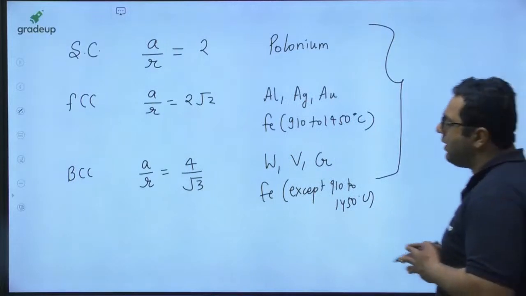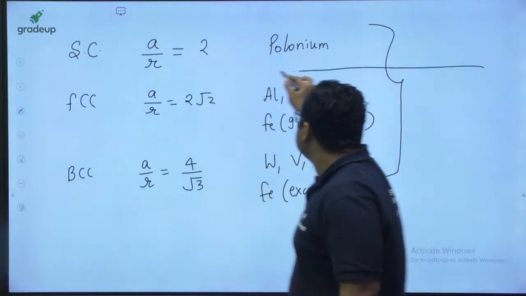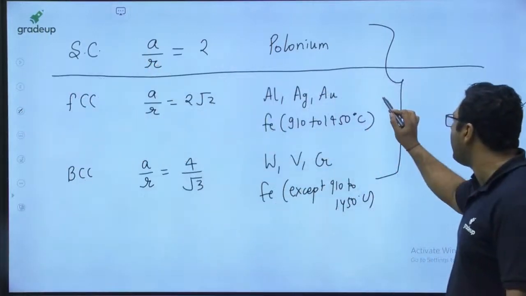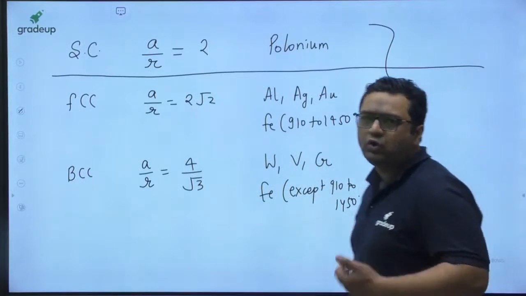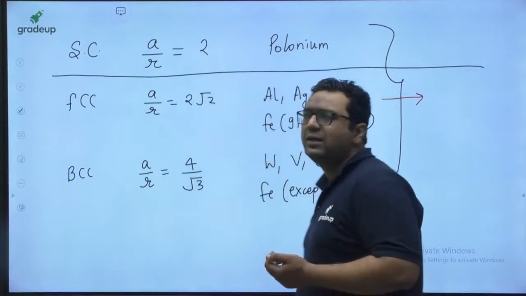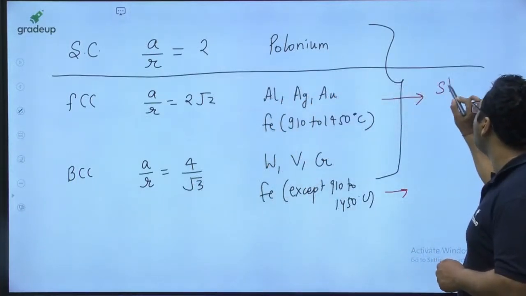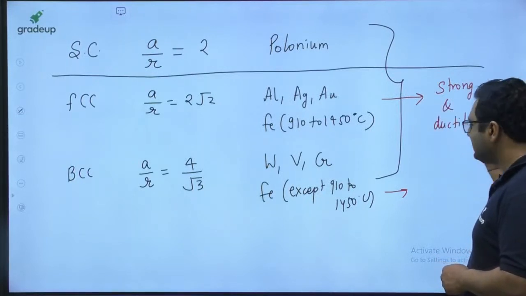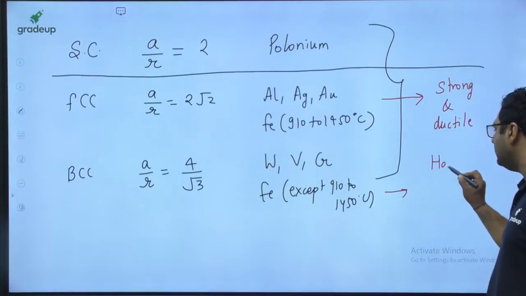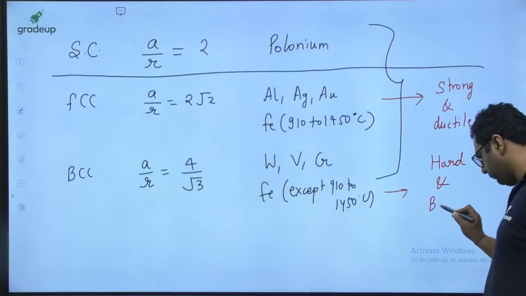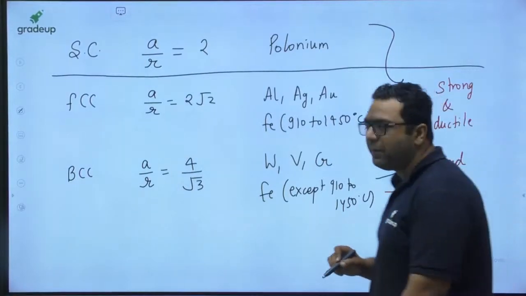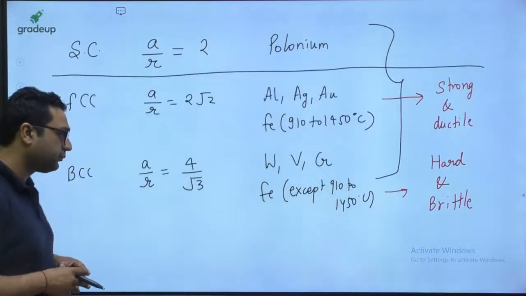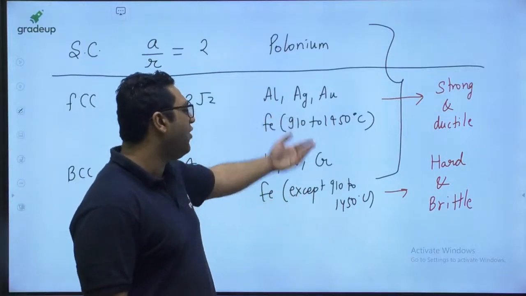One more thing I would like to say: simple cubic is not of much application in engineering, so we will never talk much about simple cubic. Our main discussion will be about FCC and BCC. As for their properties, FCC are found to be strong and ductile. At the same time, BCC are found to be hard and brittle. These are the properties associated with BCC and FCC structures. In the next 2 classes, I will derive why they are hard and brittle, and why they are strong and ductile.